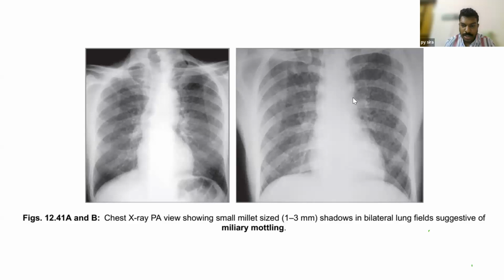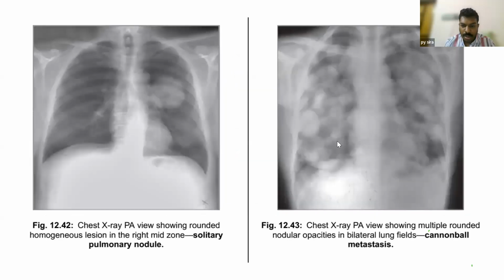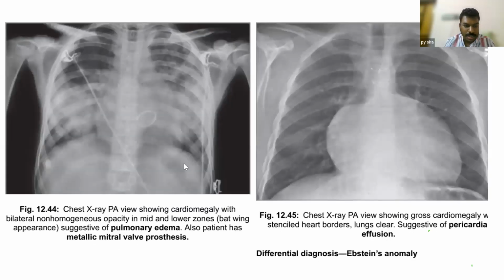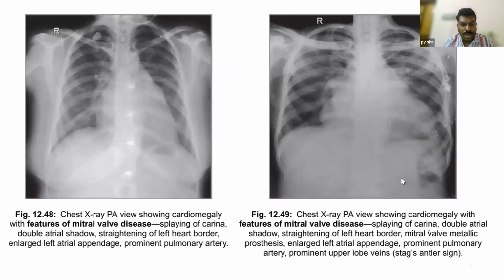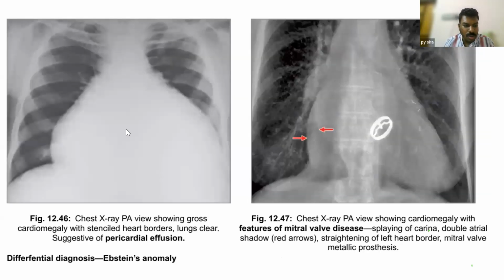Then miliary mottling. You can see here miliary mottling. Then this is again metastasis. This is again a leather bottle or water bottle appearance. This is going to be your case of pericardial effusion. Okay, so these are a few X-rays which I want you people to know.